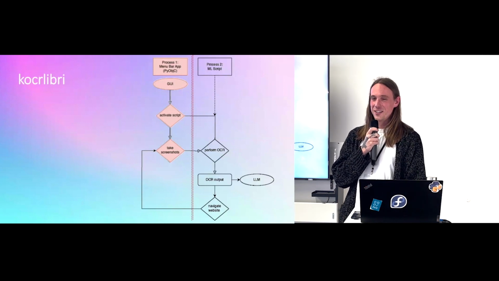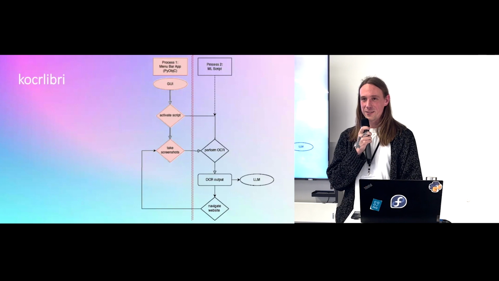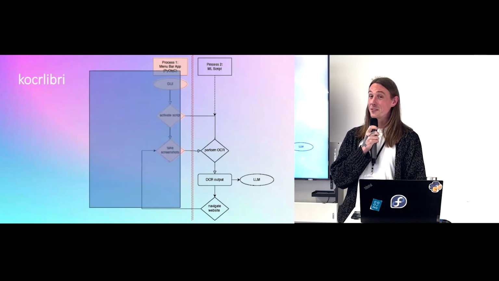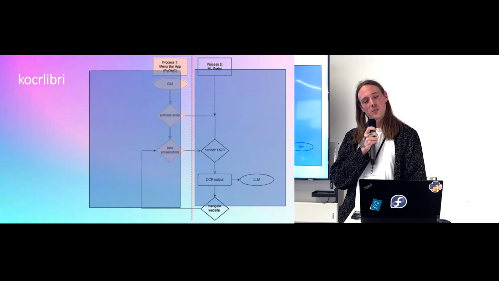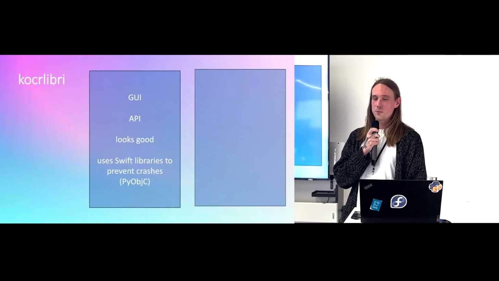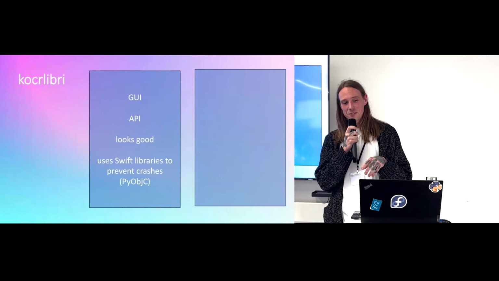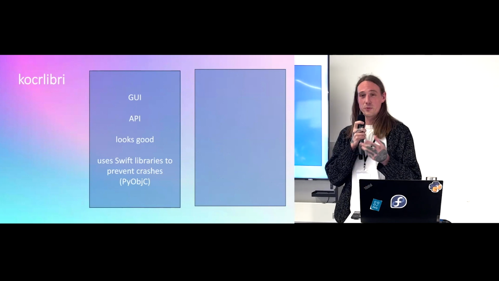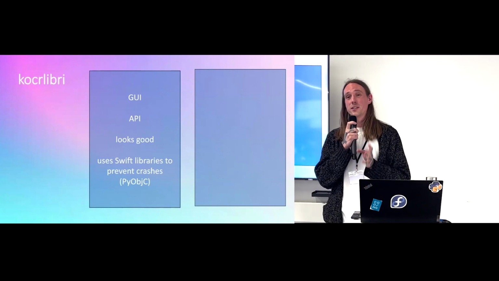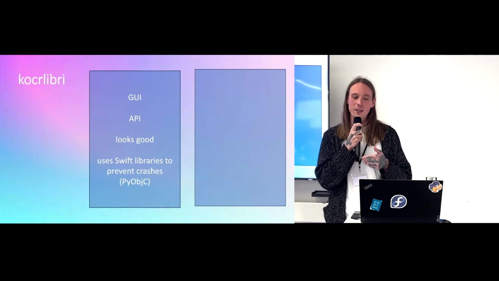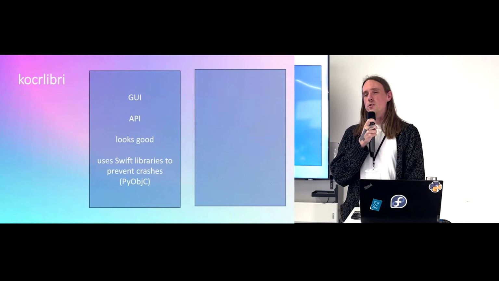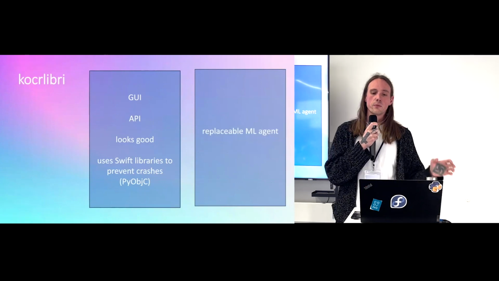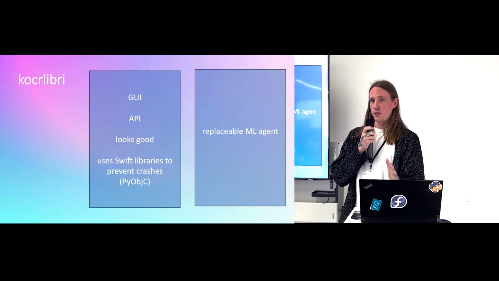Here's the architecture. It's not that important as it is. Basically, it consists of two blocks. On one side, you have a GUI and an API. It looks good. It uses the Swift libraries, Apple native, to prevent crashes. So it's a pretty stable, pretty sturdy thing, and I'm happy with it.